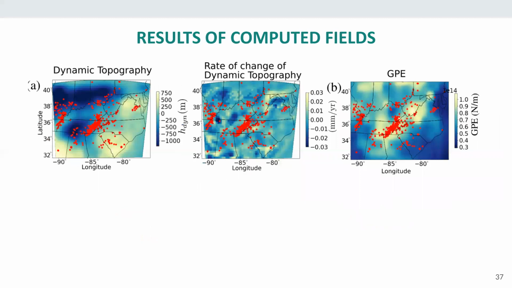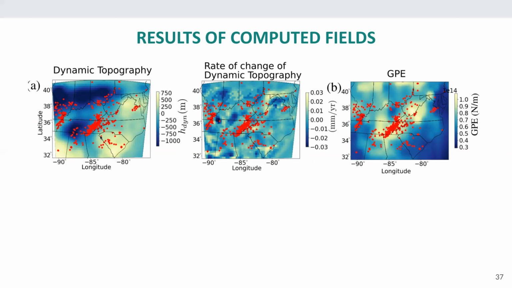Based on all these three geodynamic quantities on our model, we compare each quantity with the observed seismic distribution or observed earthquake distribution. The red dots are the epicentral locations, and the lighter colors are the regions which have a high value of each geodynamic quantity.